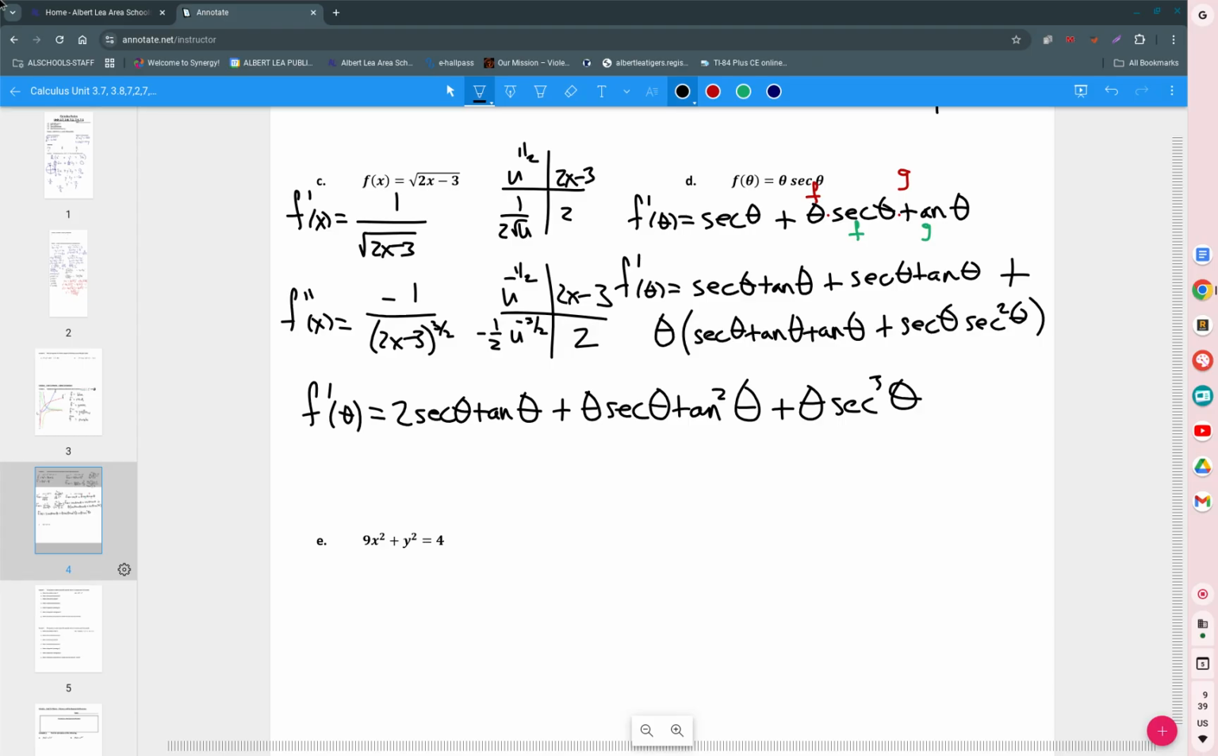What do they all share in common? They all share a secant, don't they? Take it out. So I am going to clean this up a little bit. I'm going to take out a secant. And I get secant of theta times 2 tangent plus theta tangent squared of theta plus theta secant squared of theta. That's about all we can do. Oh, wait, we screwed up, didn't we? Yeah. Let me see it.